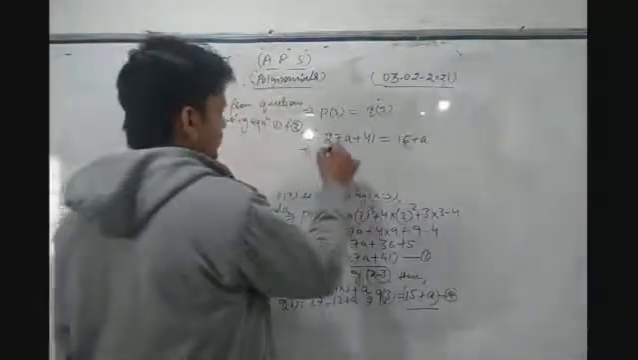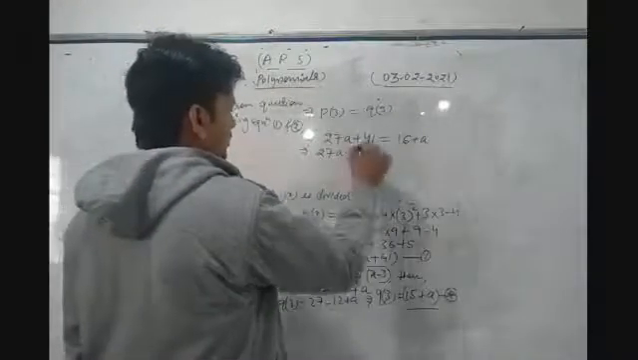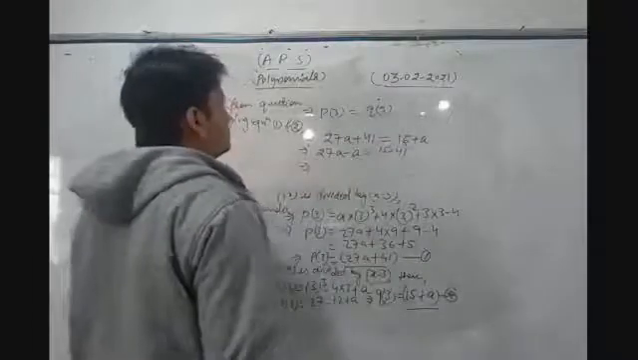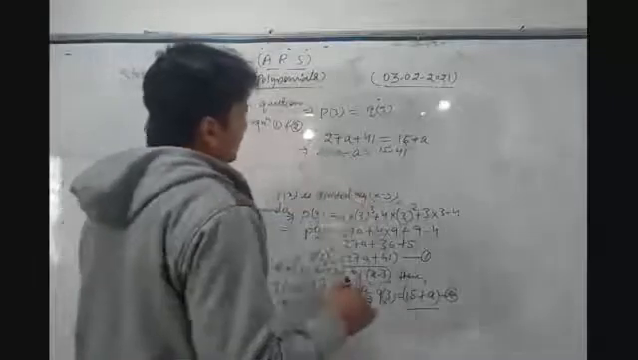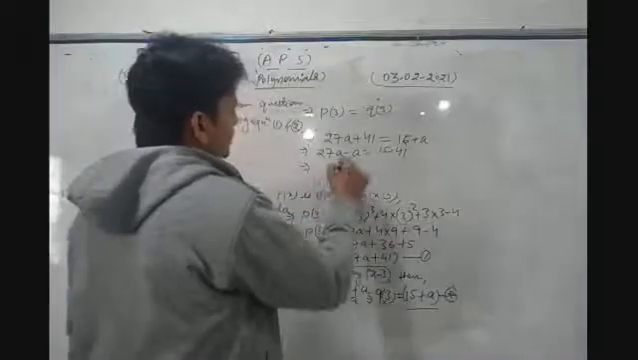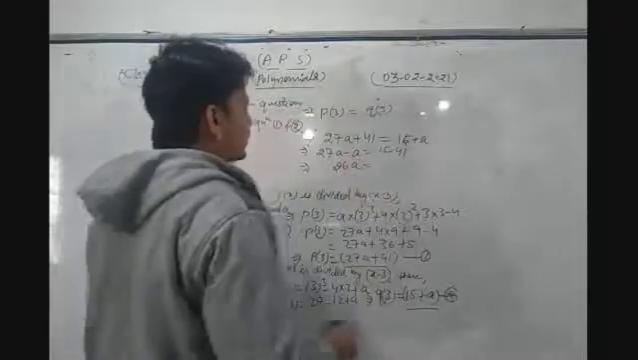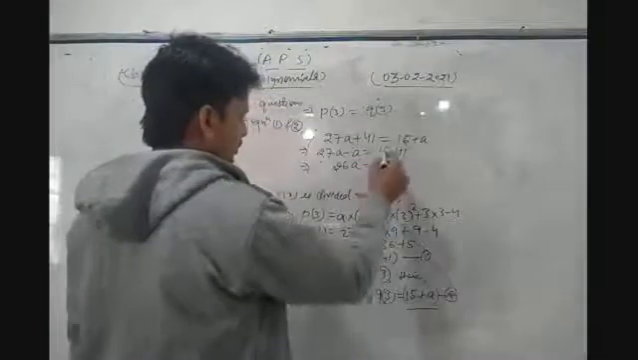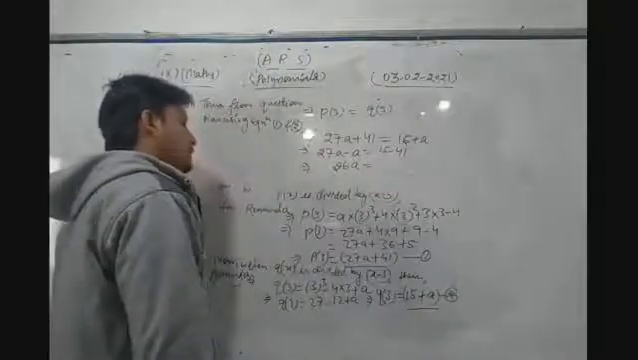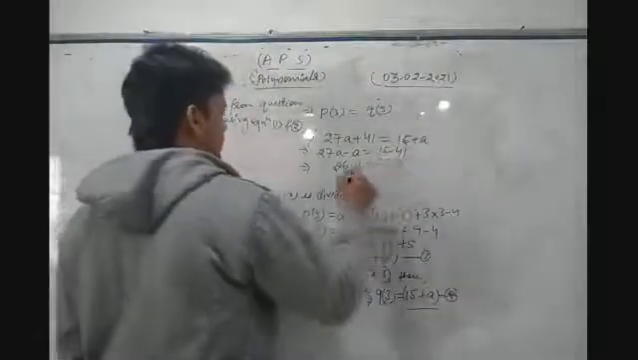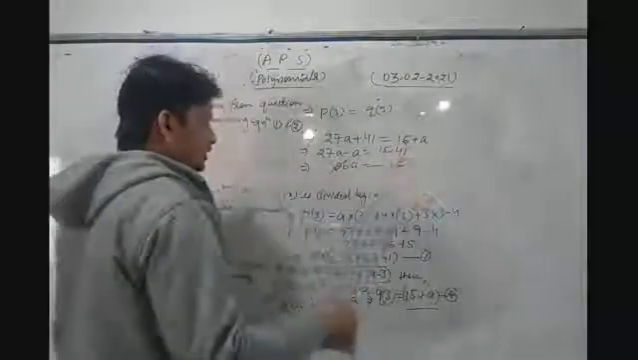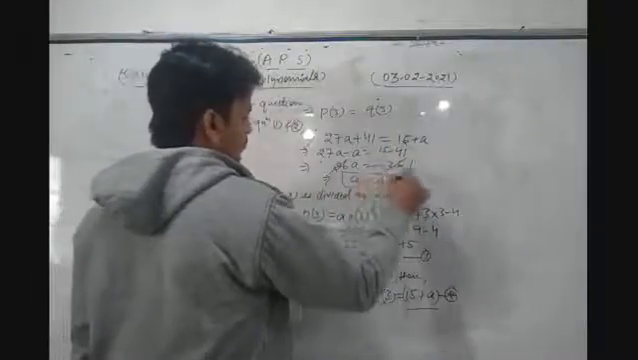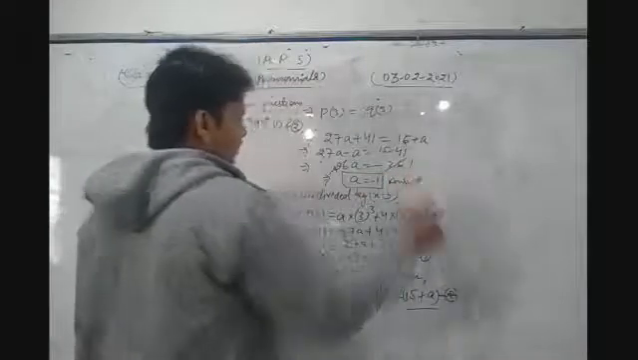Transferring a, we get 27a minus a is equal to 15 minus 41, that is, 26a is equal to minus 26. Now 26 cancels 26, thus the value of a is minus 1. This is the required solution of the given question.